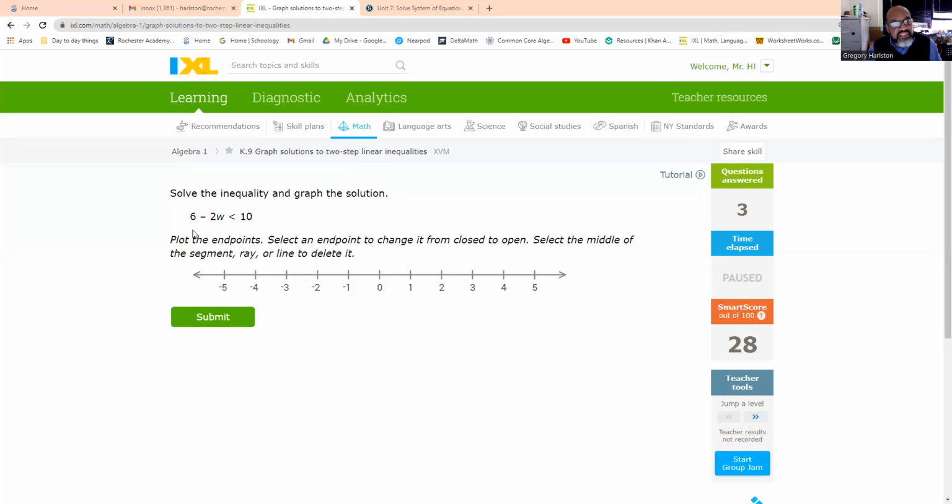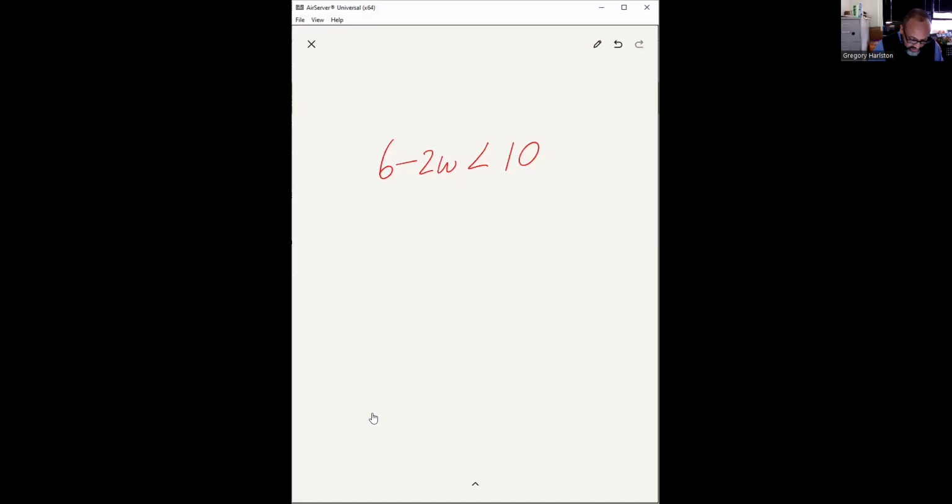So what you see here is 6 minus 2w is less than 10. And what they want us to do is solve for w and then graph it. So I'm going to write this down and then I'm going to solve it. Now let me share my iPad. All right, so that's the inequality. This is going to be a circle. This is going to be a box. And this is going to be a circle.